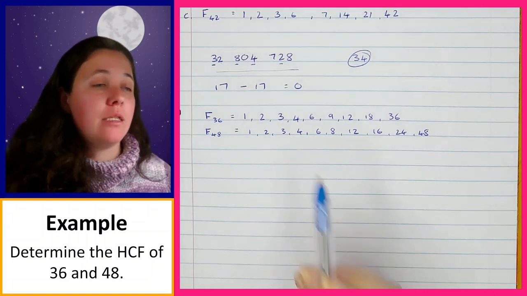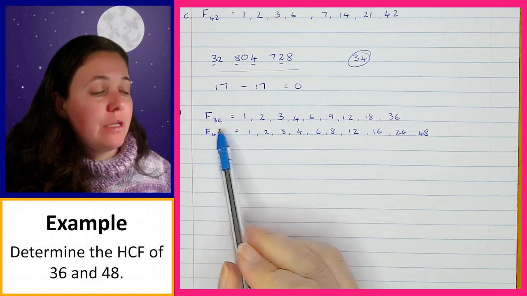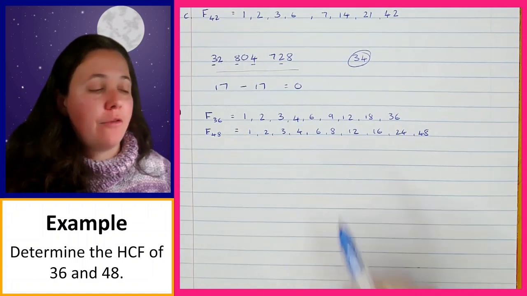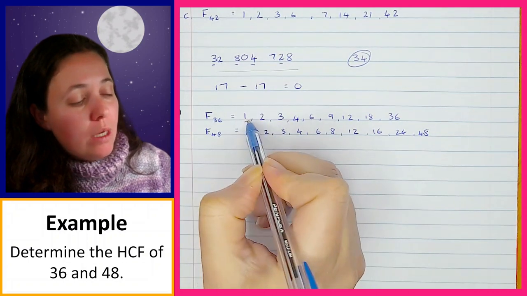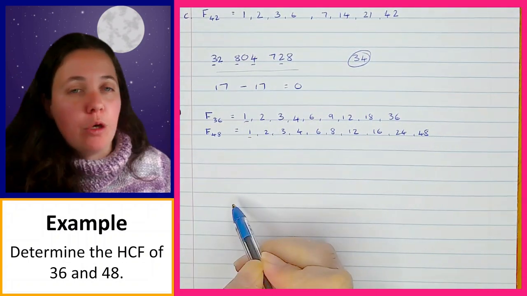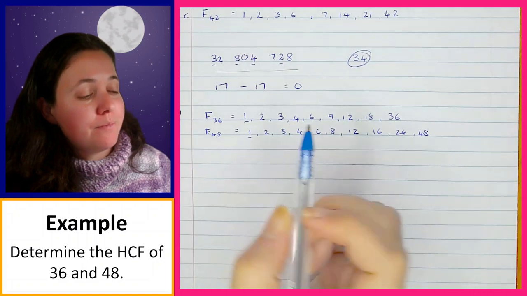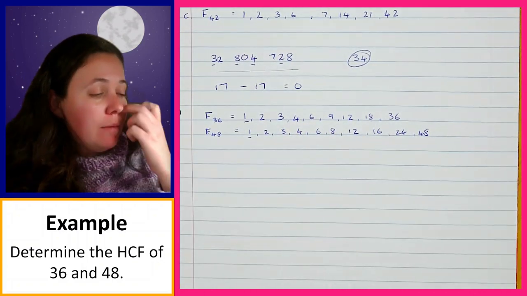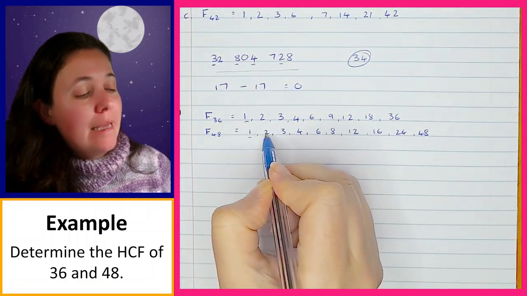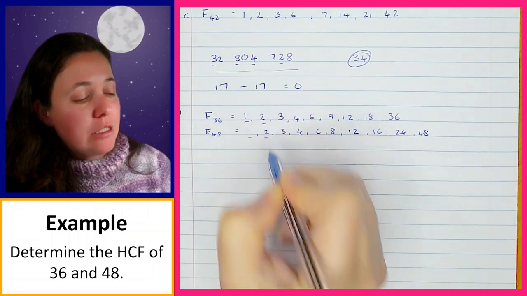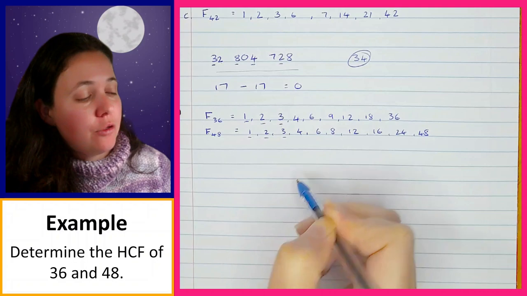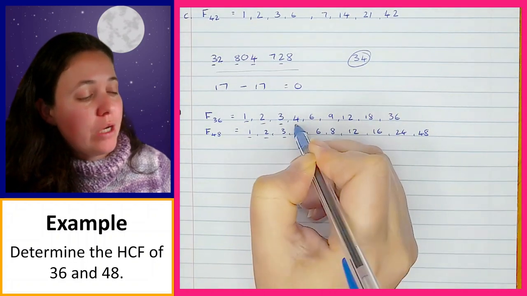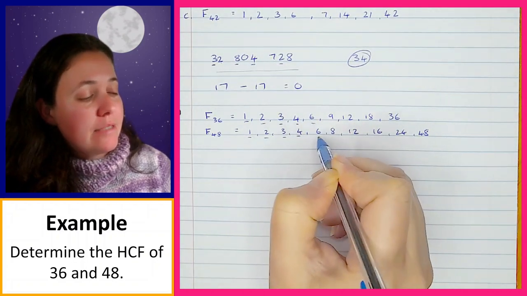Now, I recommend starting with the number that has fewer factors and working from there. So, first of all, I'm going to look at my first factor over here. That is 1, and it is common with the 1 over there. There's a 1 in the other one, in the factors of 48 as well. Okay, then 2, there is also a 2 for 48, so I'm going to underline those. 3, there is also a 3 for 48, so I'm going to underline those. 4, there's a 4 for 48 as well. 6, there's a 6 for 48 as well.